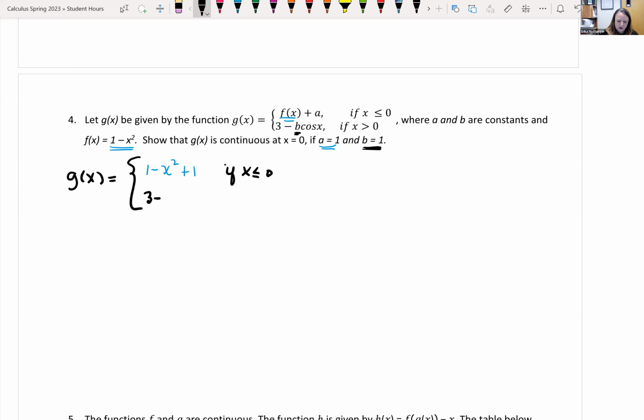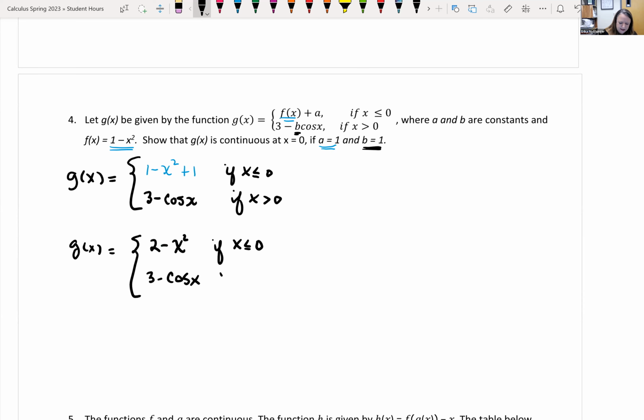So 1 times cosine of x is just cosine of x. And this is if x is greater than 0. So I'm going to just rewrite this a little bit, simplifying my first equation. I have 1 minus x squared plus 1, so 1 plus 1 is 2. So I have 2 minus x squared if x is less than or equal to 0. And I have 3 minus cosine of x if x is greater than 0.